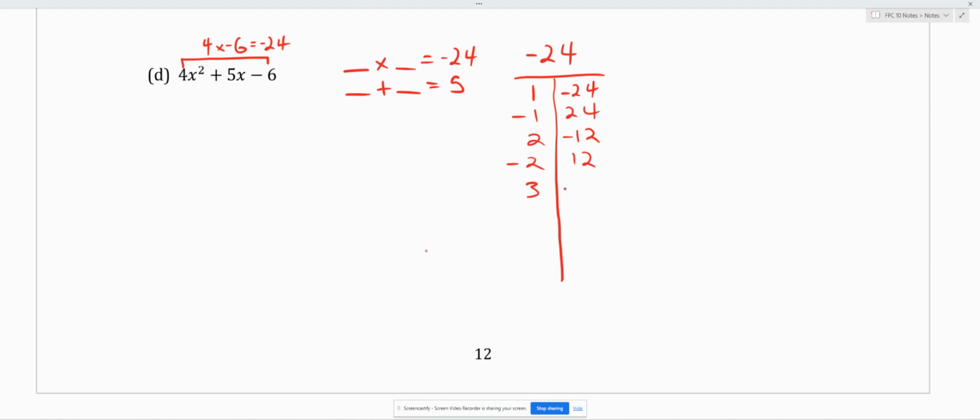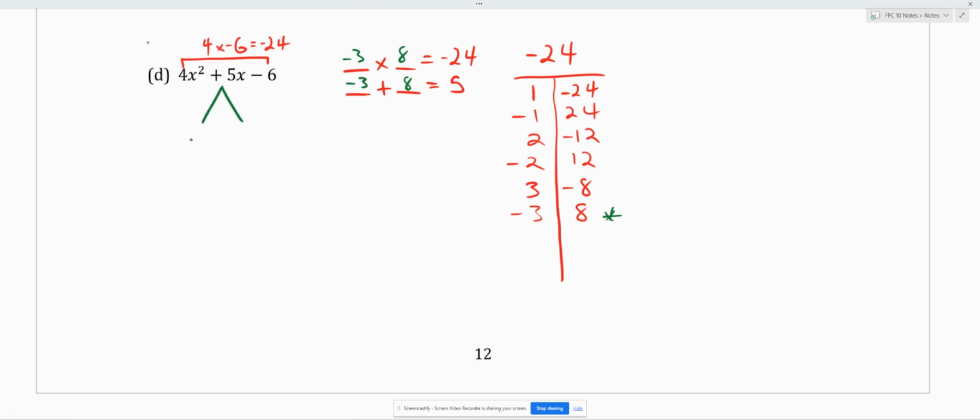Next one is 3 times -8. That doesn't work. That's -5. So I'm pretty sure I'm close here. -3 times 8. Yep, we're good to go. That equals +5. So I have discovered our magic numbers here. Let's plug them in just to double check, make sure we didn't make any silly mistakes. And yes, -3 plus 8 is going to give me +5.